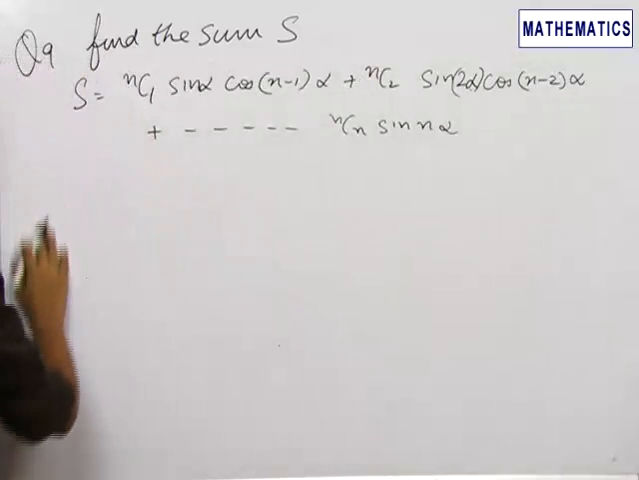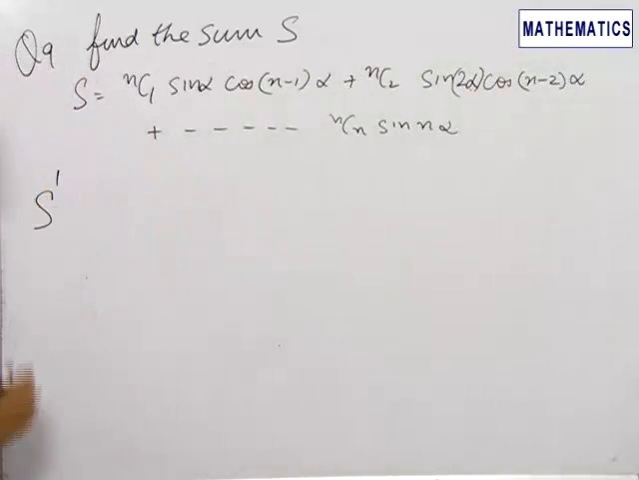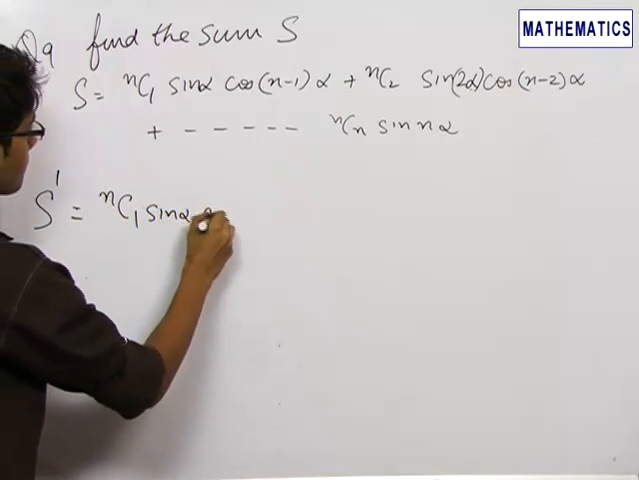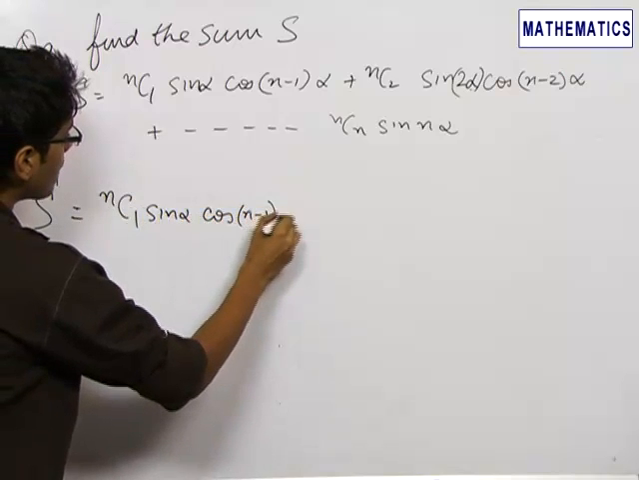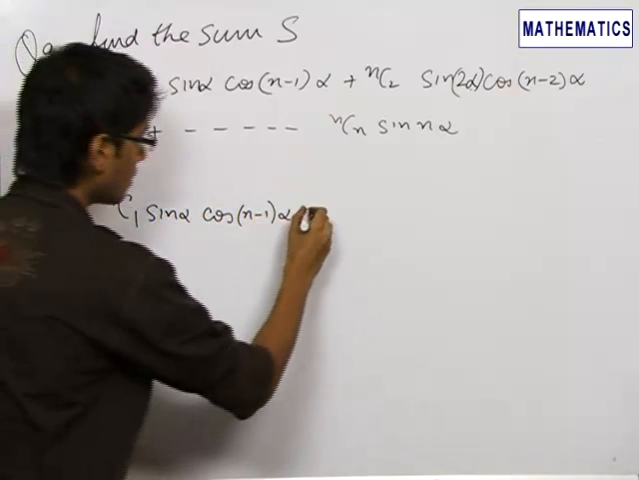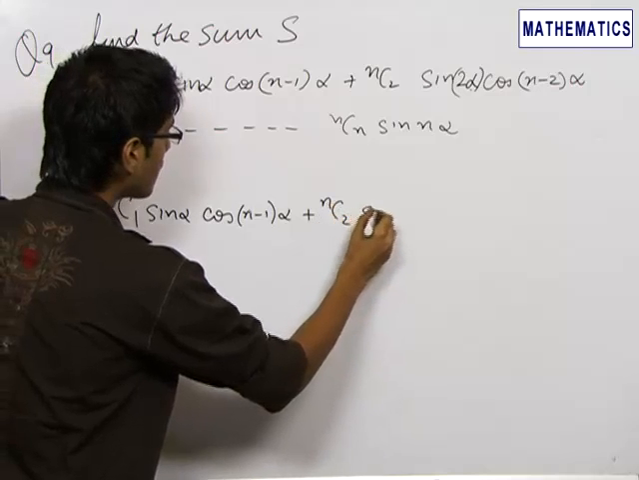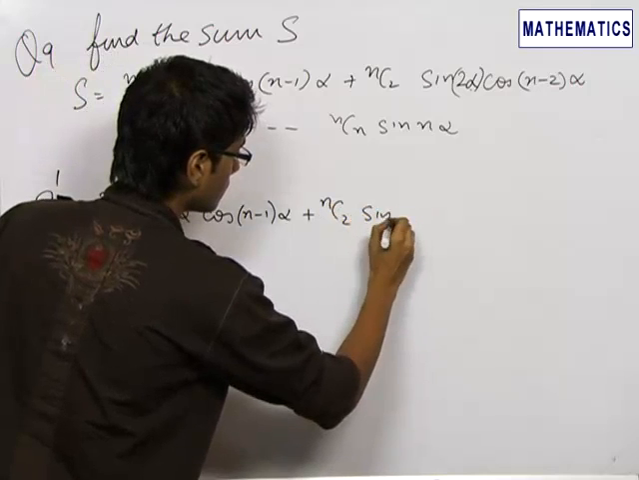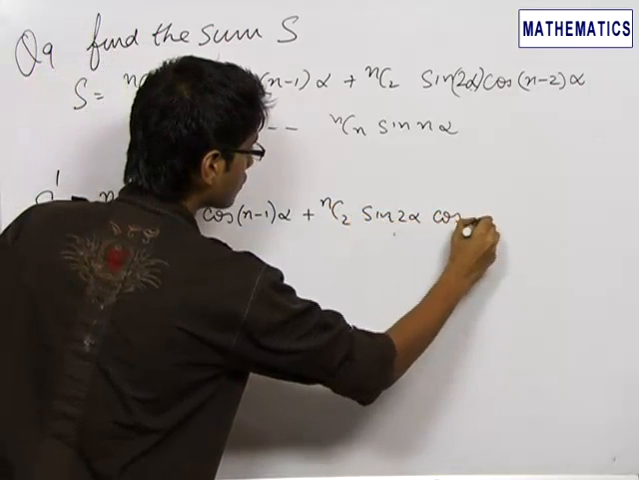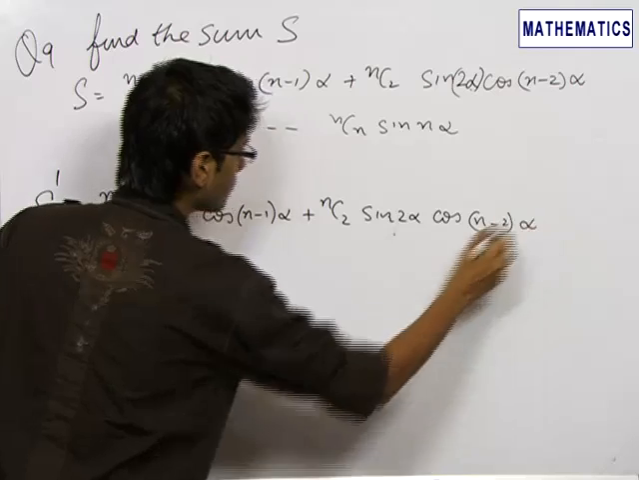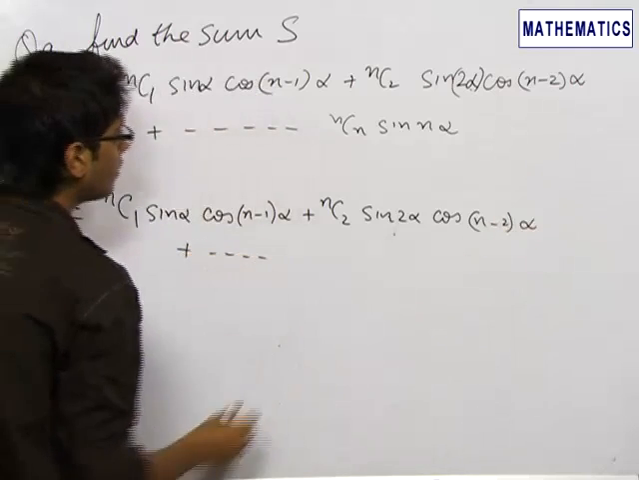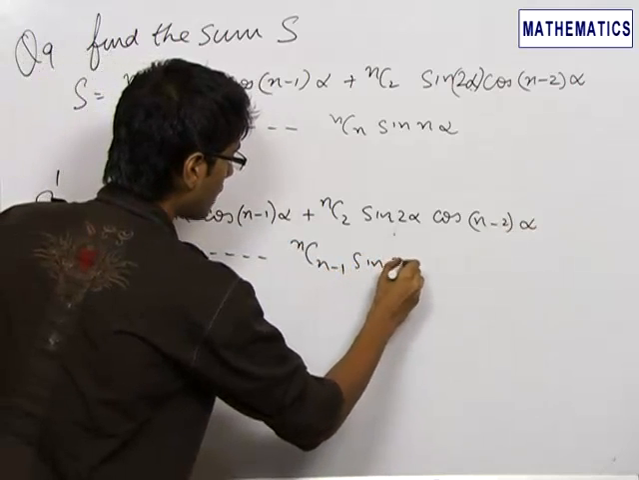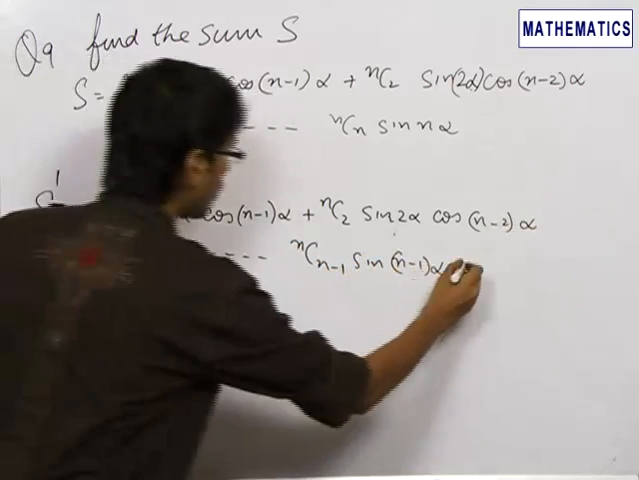Now what we do is, we write the sum S dash is equal to NC1 sin alpha cos of n minus 1 alpha plus NC2 sin 2 alpha cos of n minus 2 alpha going up till NCn minus 1 sin of n minus 1 alpha cos alpha.